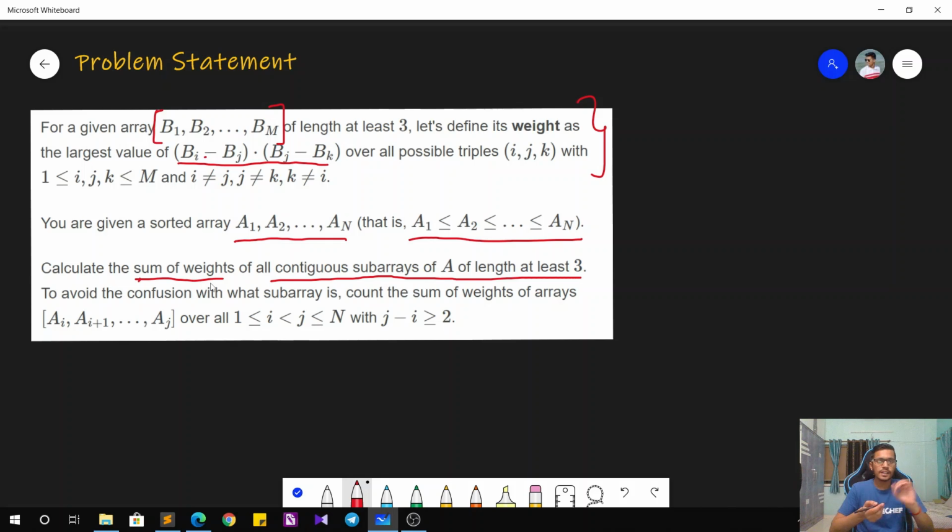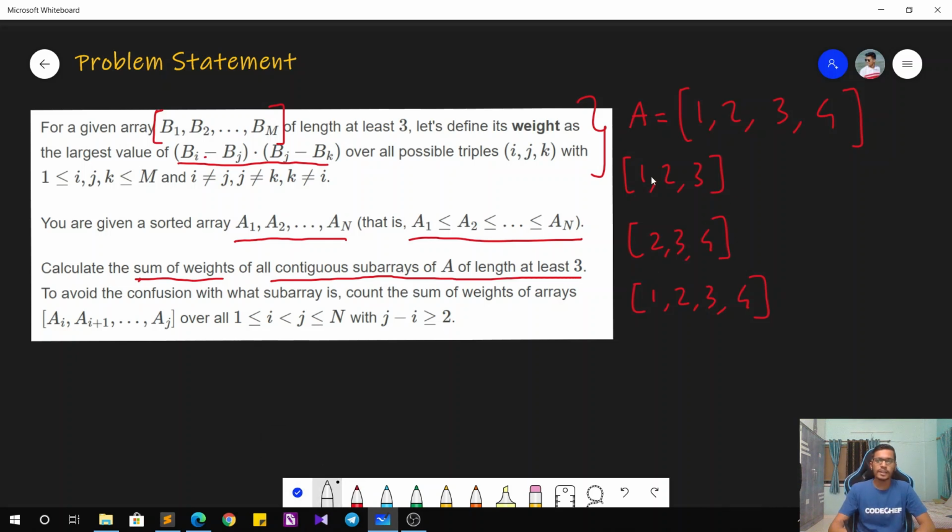So let's understand this with the help of an example. Say the array given to us is simply 1, 2, 3 and 4. So a total of 4 elements are present, and they are 1, 2, 3, 4. First of all, how many subarrays of length at least 3 are present in this array? The answer is 3. That is, one array is 1, 2, 3. Another one is 2, 3, 4. And another subarray is the array itself, that is 1, 2, 3, 4.